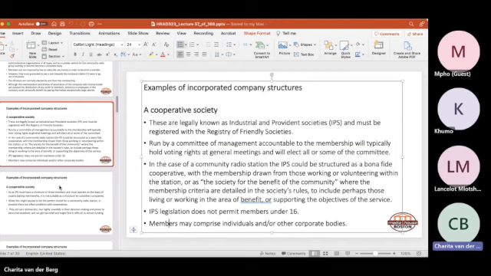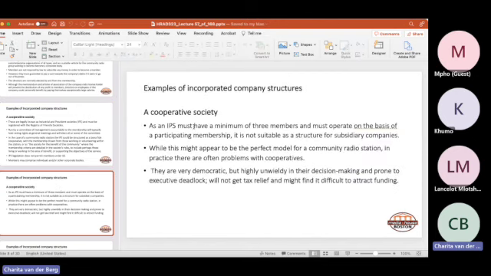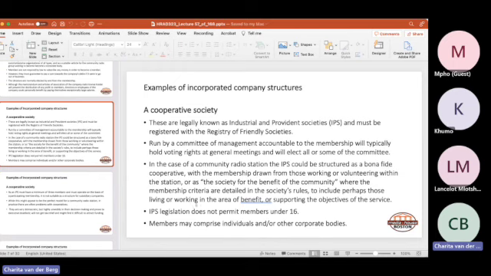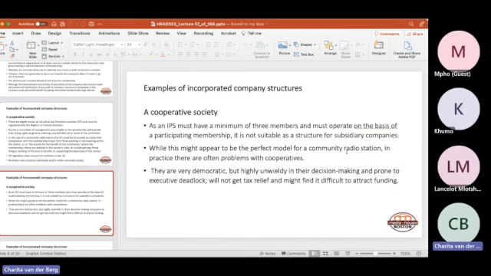Okay, as an IPS, so industrial and provident society, they must have a minimum of 3 members. So the least amount of members you can have is 3, and they need to operate on the basis of a participating membership. So it's not suitable as a structure for subsidiary companies. Okay, it looks like the perfect model for a community radio station. Okay, because anyone can pretty much join if you fit these rules.